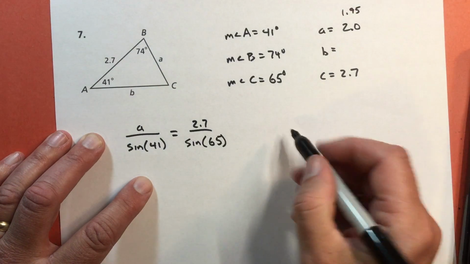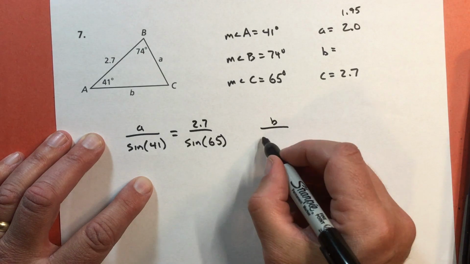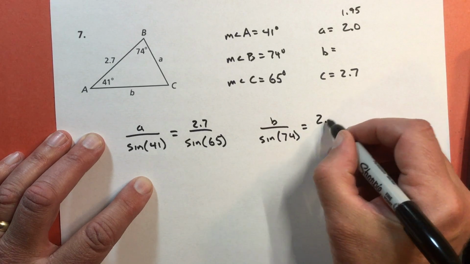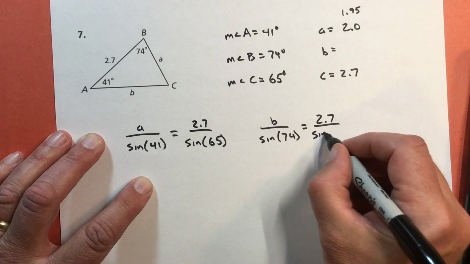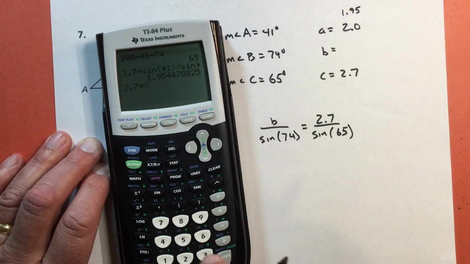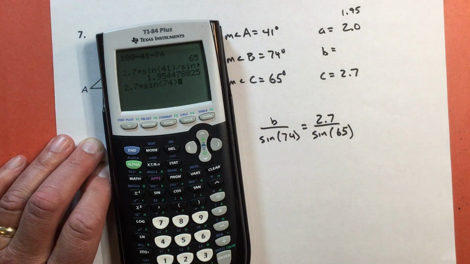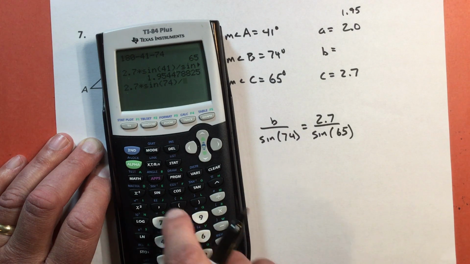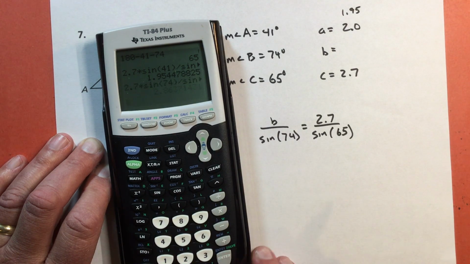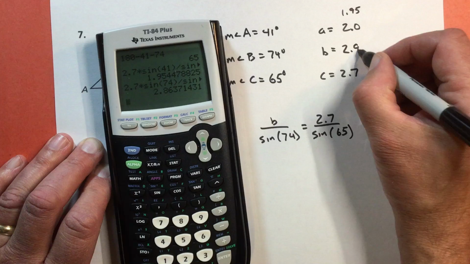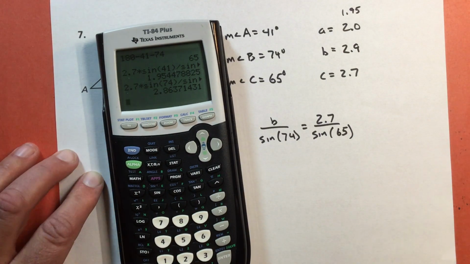And the last side, side B over the sine of angle B, which is 74 degrees. Same ratio that I used, 2.7 over sine 65. 2.7 times sine 74. You know, I keep saying close your parentheses. To be honest, it's to remind myself to do it. But it's also good for you to know too. Divided by sine 65. And I get 2.86, so that's going to give me 2.9. I know it's like 2.86, but the 6 is going to round the 8 up to a 9.